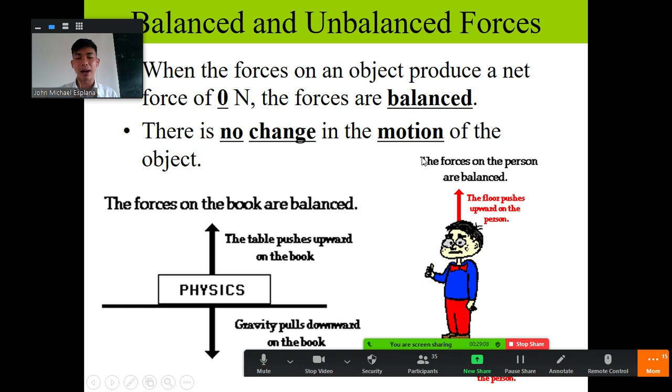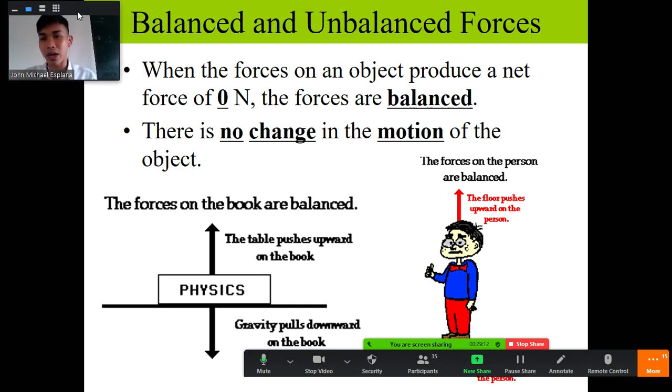Okay, so sabi ko baga, meron tayong tinatawag na types of, we have two. We have balanced and unbalanced forces. So ito yung form ng force. Okay? So when the forces on an object produce a net force of 0 Newton. So, halimbawa, yung net force or yung resultant force is 0, hindi 2, hindi 3, hindi negative, something like that. So, the forces are said to be balanced.